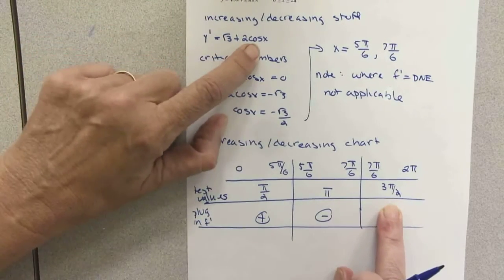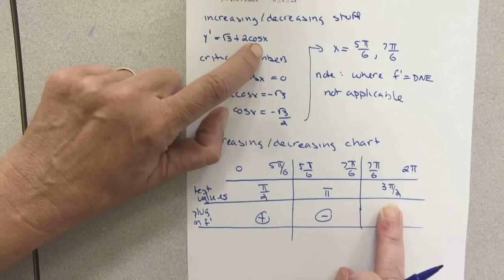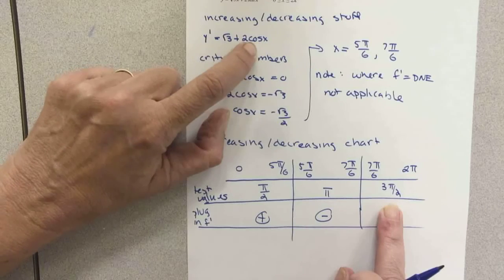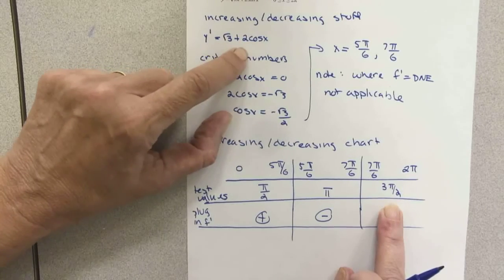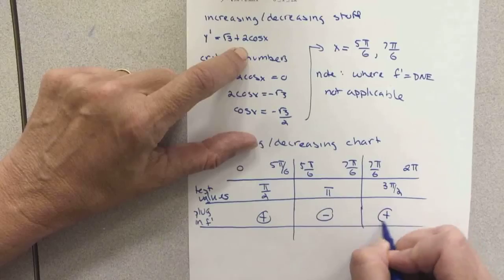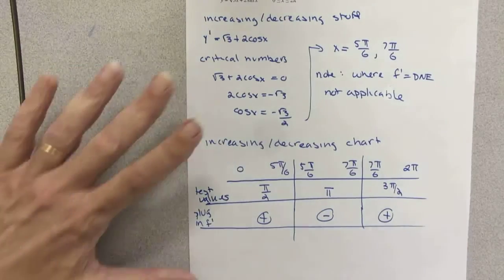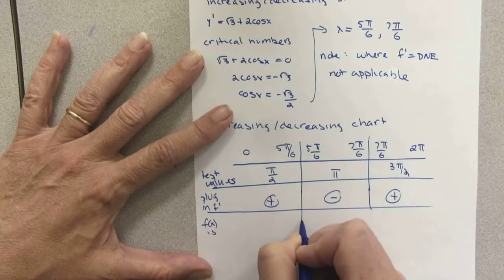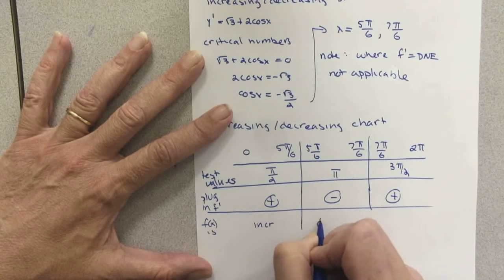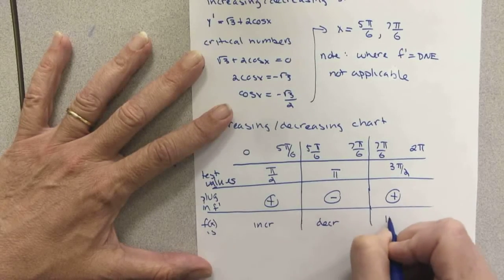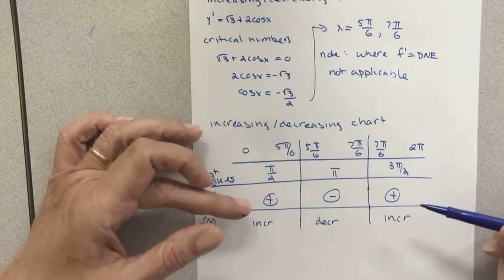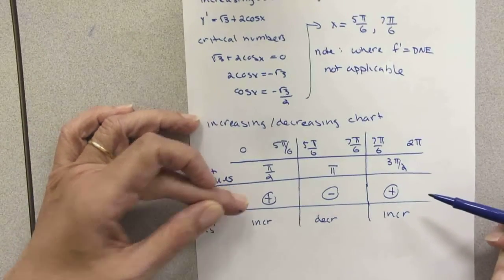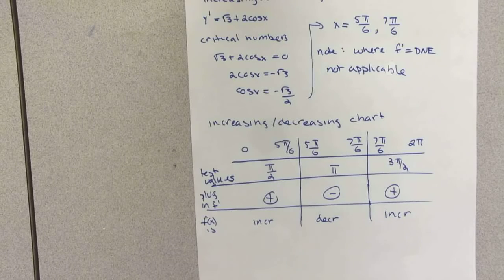And then 3 pi over 2. So plug in 3 pi over 2. Cosine of 3 pi over 2 is 0. 2 times 0 is 0. Square root of 3 plus 0, square root of 3. So positive. And so we can say that f of x is increasing, decreasing, and increasing. Positive derivative means you're increasing. Negative derivative means you're decreasing.